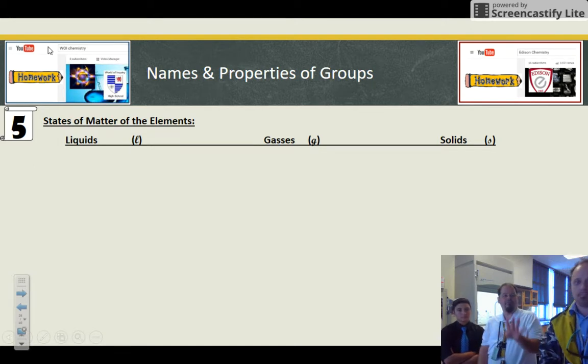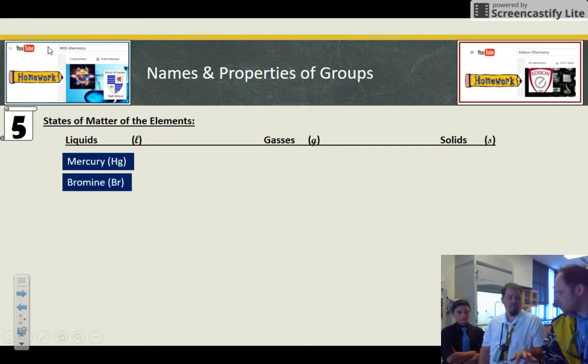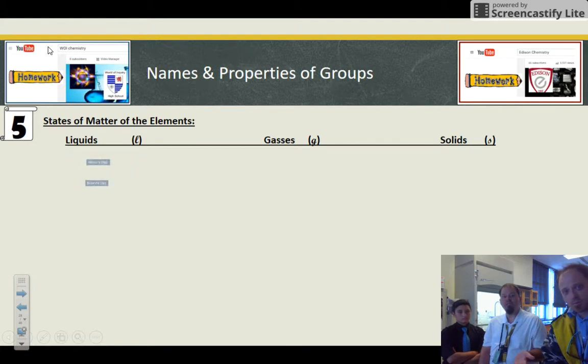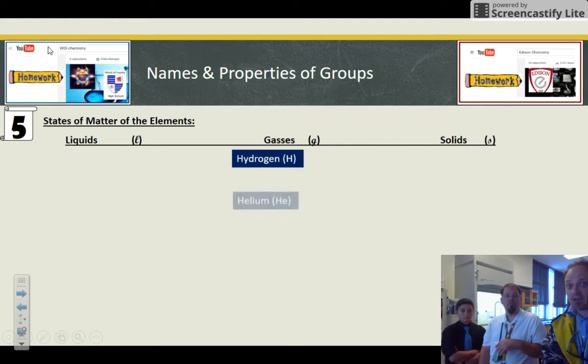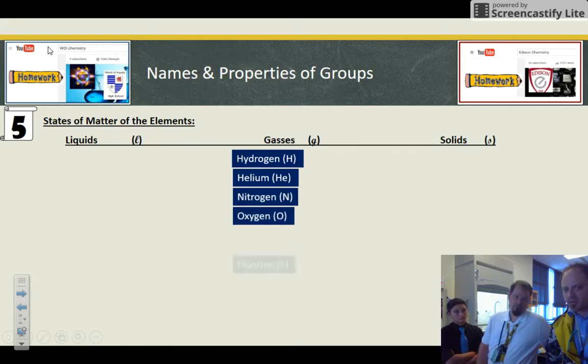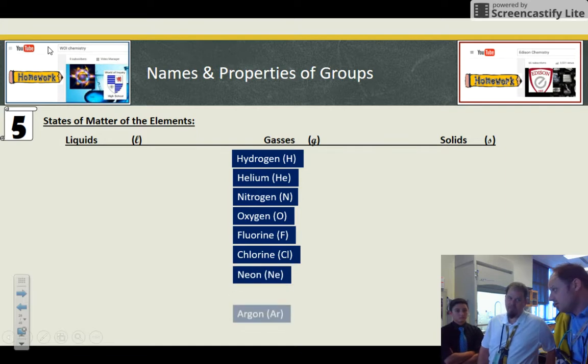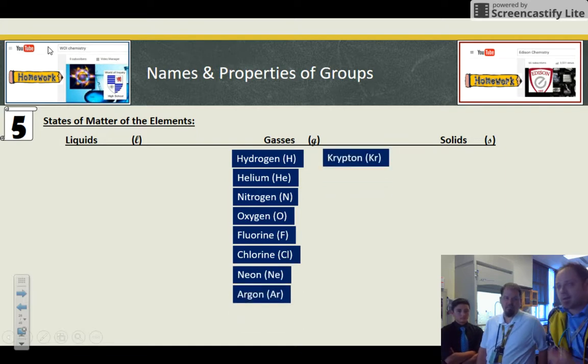Facts: states of matter. Three states of matter. Ready? Liquids first. There's only 2: mercury and bromine. We got a liquid metal and a liquid non-metal. We got a few gases, and then that's it. Everything else is a solid. Hydrogen, helium, nitrogen, again, the diatomic seven and the noble gases. That's really it.